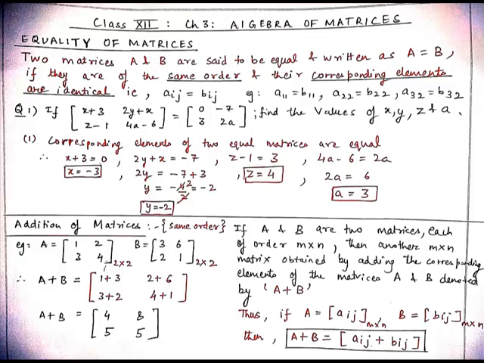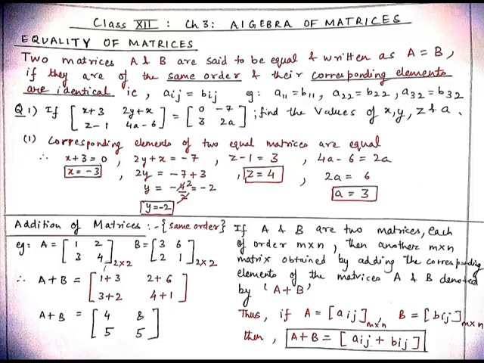So, two matrices A and B are said to be equal if they are of the same order and their corresponding elements are identical. That is, Aij is equal to Bij. For example, A11 will be equal to B11, meaning the first element of matrix A is equal to the first element of the second matrix, which is B11. Similarly, A22 is equal to B22 and A32 is equal to B32.